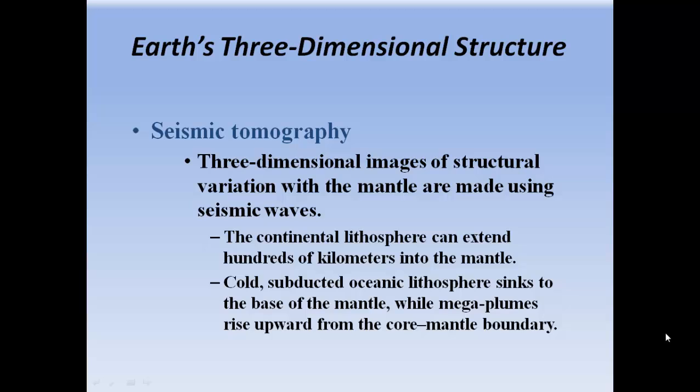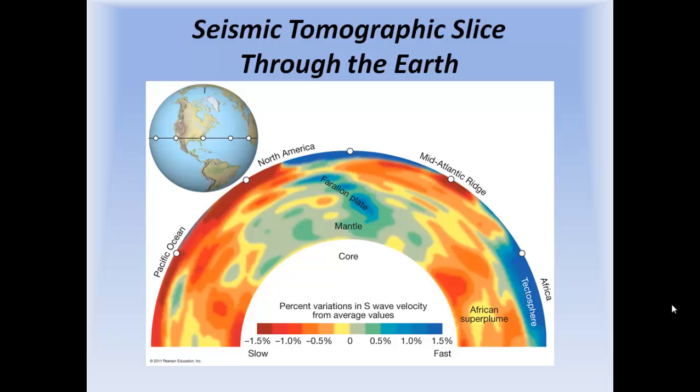Earth's three-dimensional structure. Seismic tomography produces three-dimensional images of structural variations in the mantle that are made using seismic waves. The continental lithosphere can extend hundreds of kilometers into the mantle. Cold, subducted oceanic lithosphere sinks to the base of the mantle while megaplumes rise upward from the core-mantle boundary.